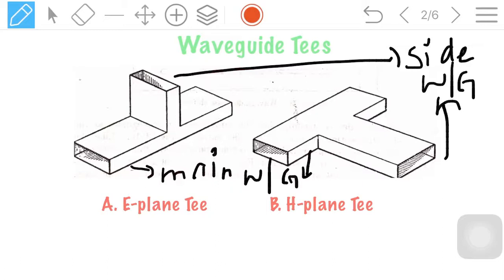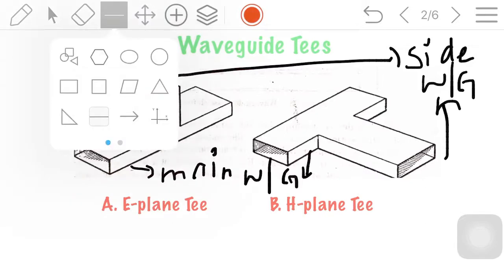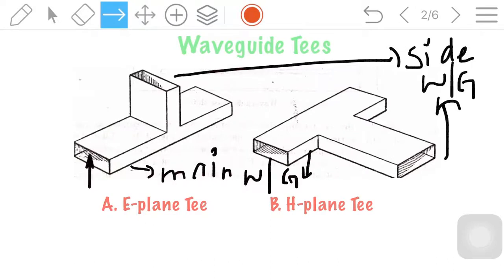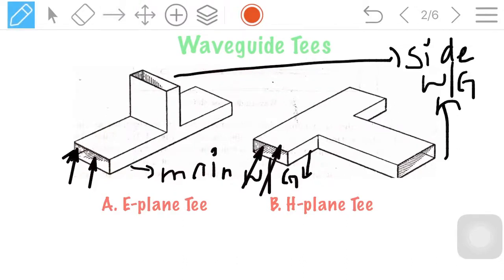Now see, when I am taking the main waveguide, the electric field direction will be like this. This will be in the upward direction, and here also it will be in the upward direction. This is the direction of your electric field here. Now let us take the axis of the branches. The axis of the branch is like this, and in this case the axis of the branch is like this.